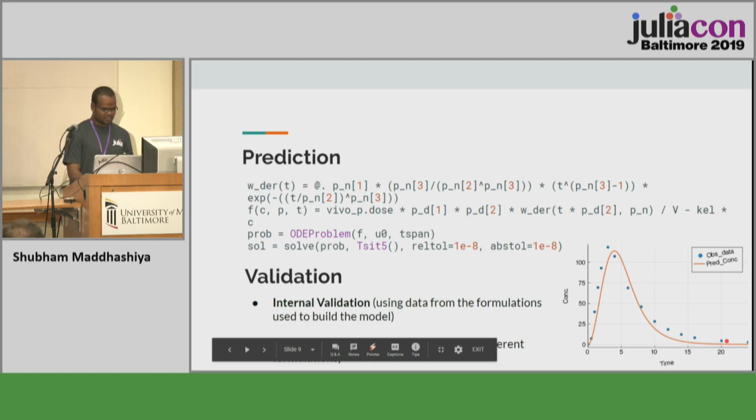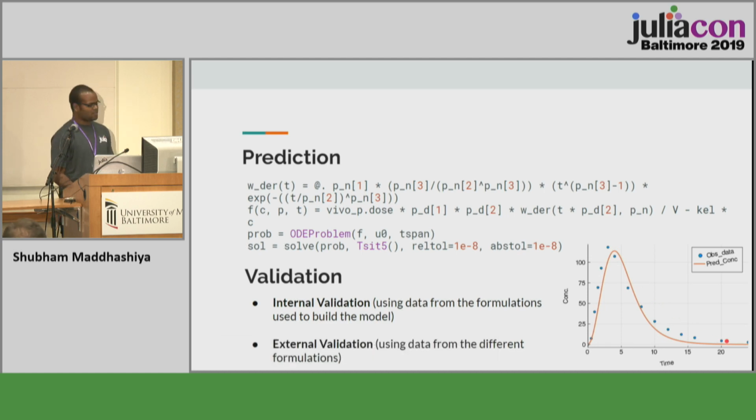So at the final stage, we validate our model. There are two kinds of validation we can use. One is internal validation, in which we use the data from the formulation that was used to build the model, and one is external, using data that the model has never seen. In the validation, we look at some PK parameters like Cmax and area under the curve, and calculate the percentage error between the predicted and observed.